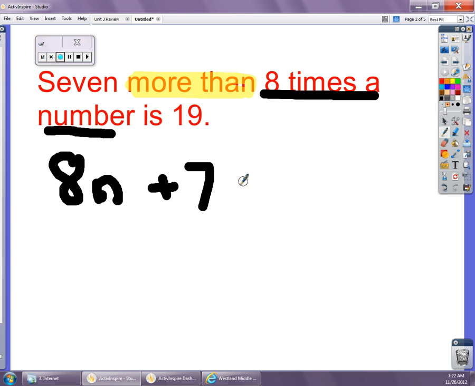And then it says "is 19." Well, the "is" signifies the equal sign, and then it equals 19. And I don't want you to solve this. It was just about making the equation. Here's the next one.